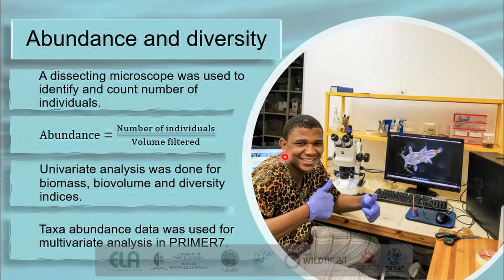Abundance and diversity analysis involves a lot of counting and identification of zooplankton, and abundance is the number of individuals divided by the volume filtered by the net. So we analyzed the biomass, biovolume, and diversity indices on SPSS for univariate analysis, and the species abundance was analyzed on PRIMER.